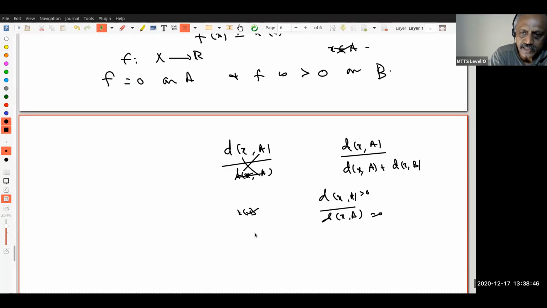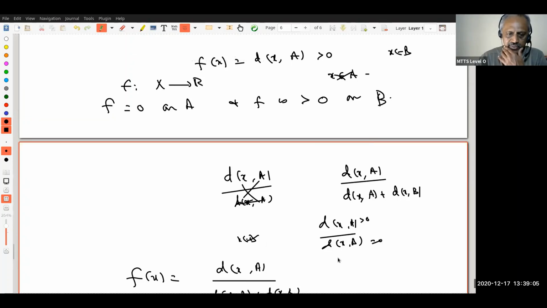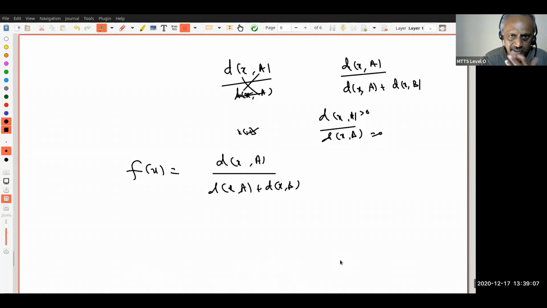Yeah. So that suggests, let me look at this function. Let us define f(x) equal to the distance between x and A by the distance between x and A plus the distance between x and B. Okay, there are a lot of things I have to check. But let's not worry about whether this function makes sense or not, whether it's continuous, etc. I just like to see whether the function works. After that, let me check continuity. I have to make sure whether even the function makes sense, because the denominator may be 0.